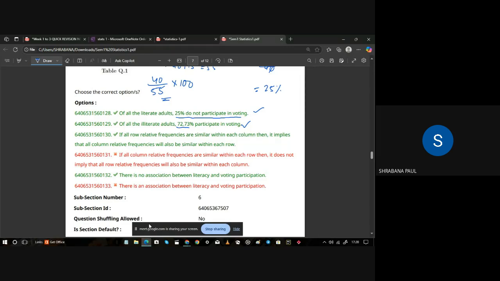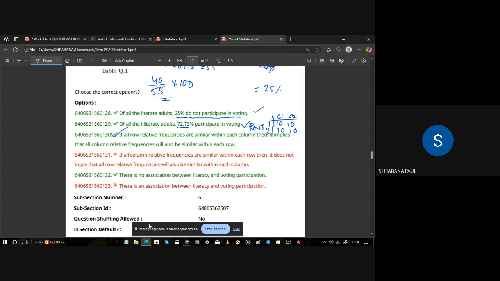Keep that in mind. If all the row frequencies are similar with each column, then it implies that the column relative frequency will always be similar to the row. Yes, of course. Just for example, in the rows we have 10, 10 in row 1, and 10, 10 in row 2. If all the values of the rows are the same, then the values of column 1 and column 2 are also all the same, so this is true.